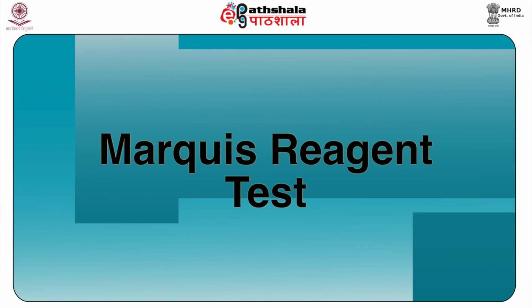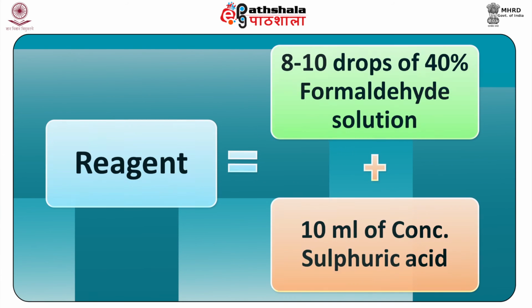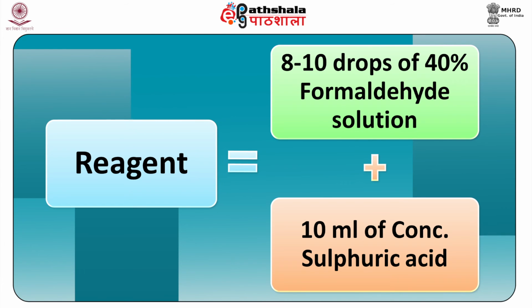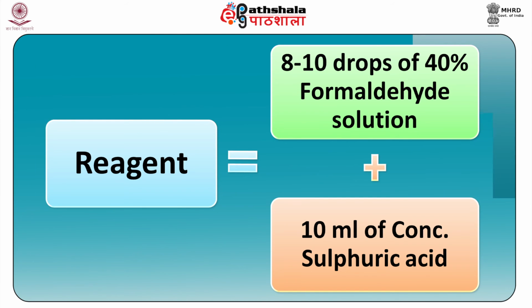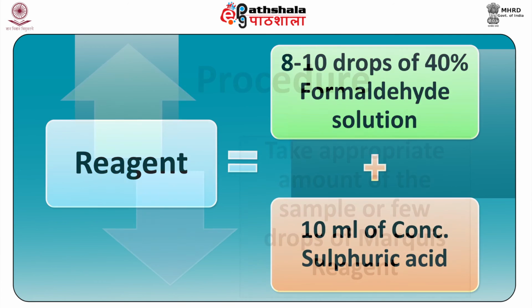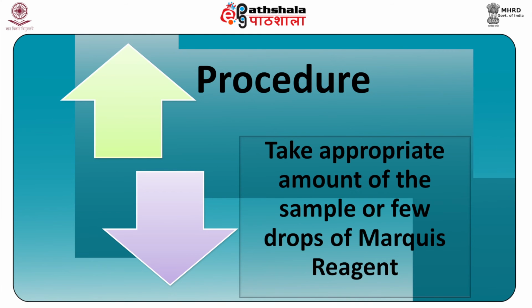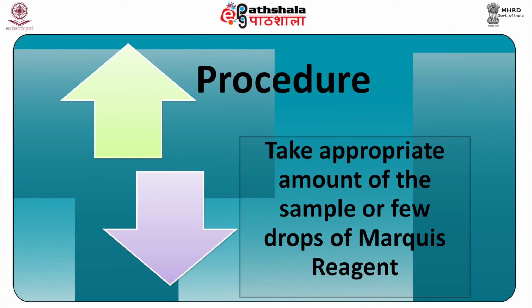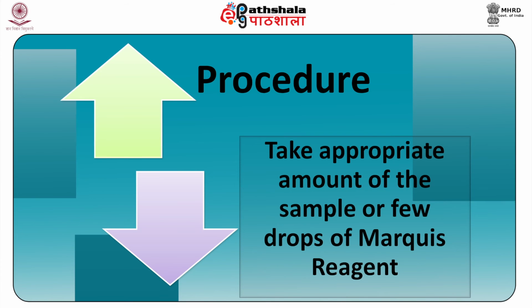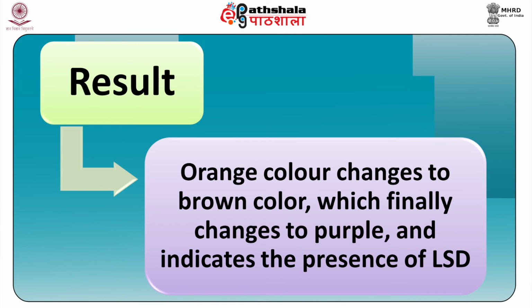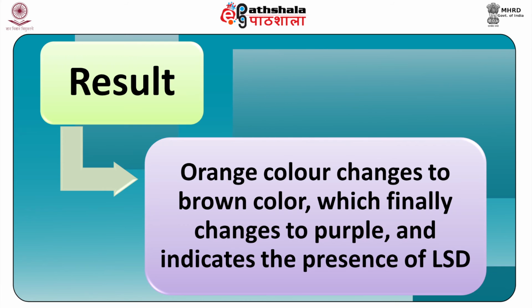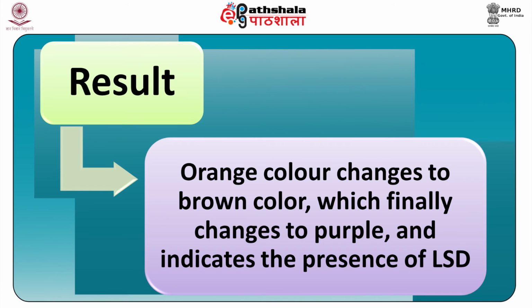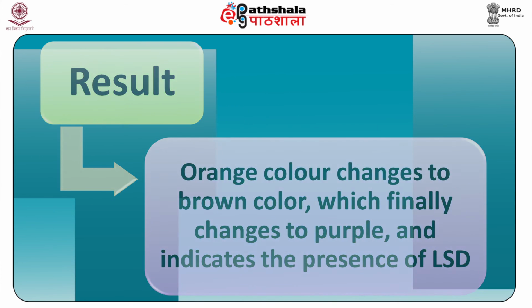Next is Marquis reagent test. 8 to 10 drops of 40% formaldehyde solution is added to 10 ml of concentrated sulfuric acid. Procedure: take an appropriate amount of the sample and add a few drops of Marquis reagent. Orange color changes to brown color, which finally changes to purple, indicating the presence of LSD.